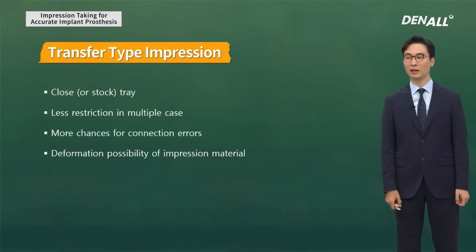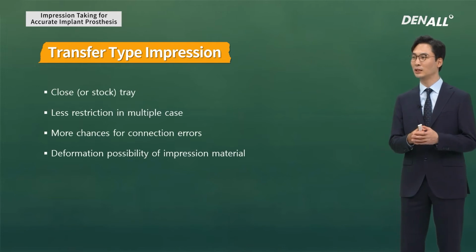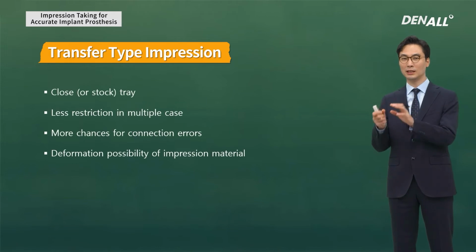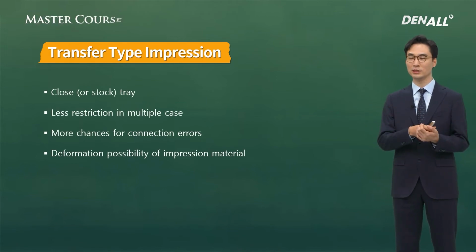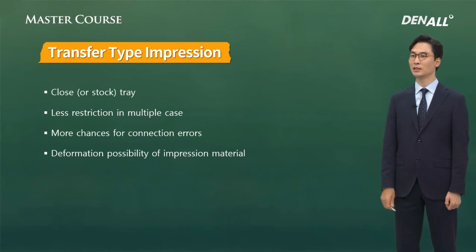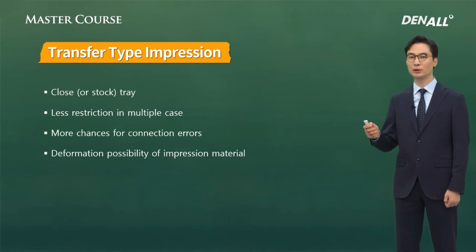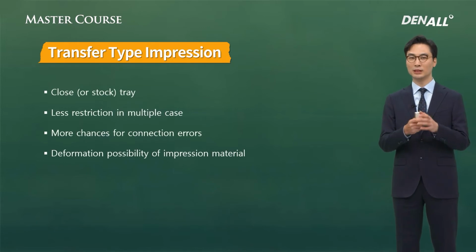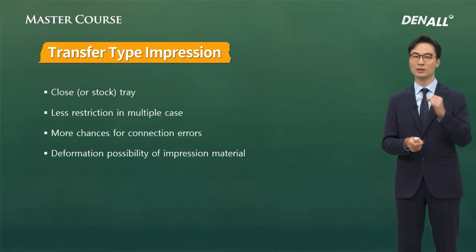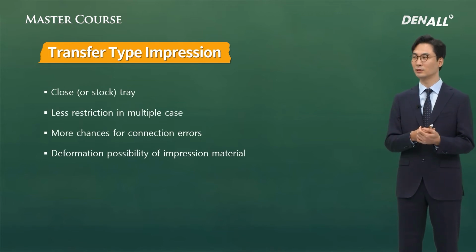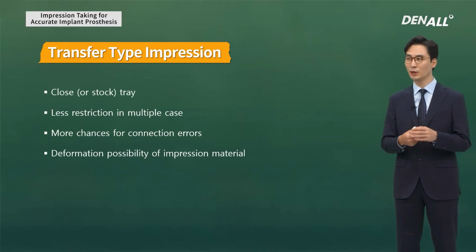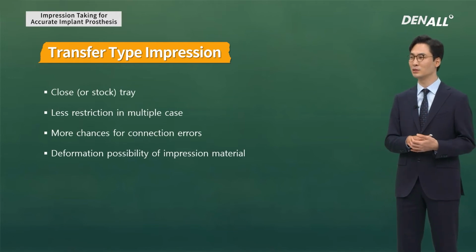Next, I'm going to talk about transfer type impression. Unlike pickup type, as for transfer type, you put in the impression coping within the oral cavity, take the impression, remove it, and transfer it to the impression body. A stock tray can be used, which is what we use very commonly. In multiple cases, the coping does not come off with the impression body. It is removed with the elasticity of the impression body. Therefore, even if there's a bit of angular deviation in multiple cases, there is less restriction.